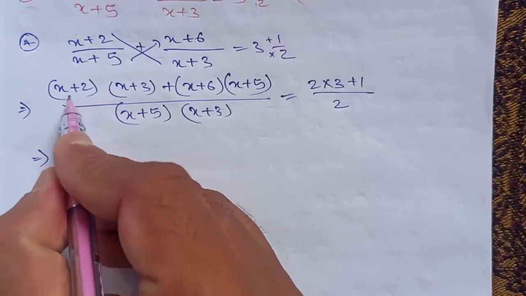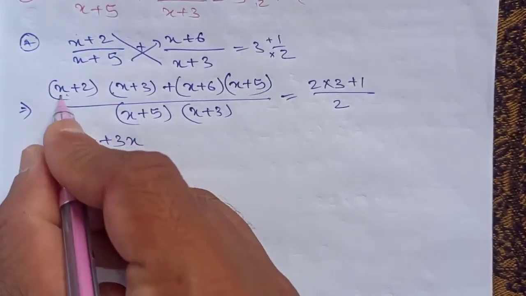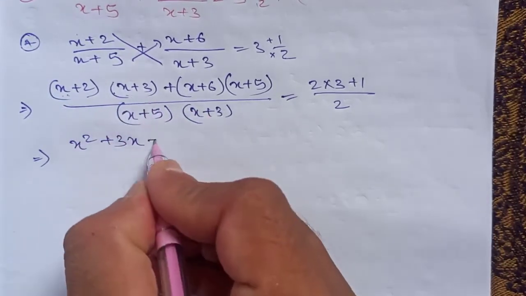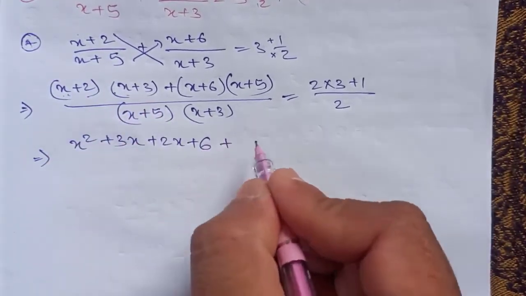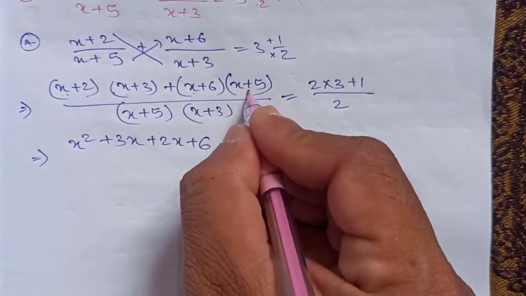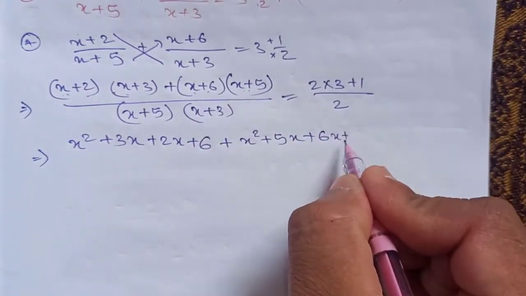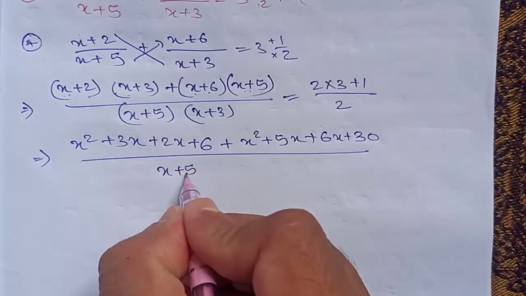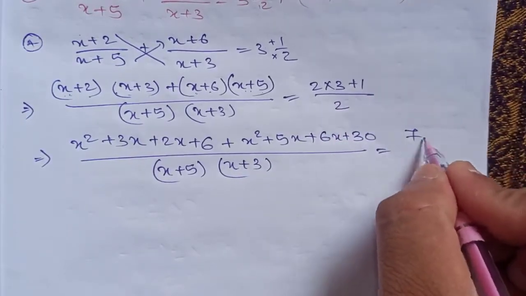Now open the bracket and multiply. x into x is x square, x into 3 is 3x. This x will be multiplied with both the terms. Again plus 2 also will be multiplied with both the terms. 2 into x is 2x, plus 2 threes are 6. Similarly, multiply this: x square, plus x into 5 is 5x, plus 6 into x is 6x, plus 6 fives are 30, whole divided by (x + 5)(x + 3), equals 6 plus 1, 7 by 2.